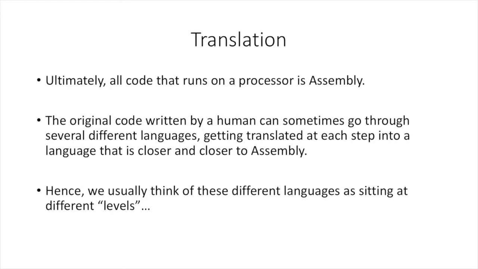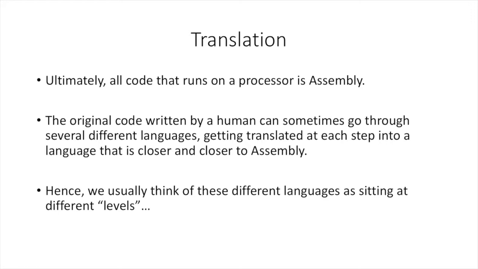Okay, so we talked about translation. Ultimately, like I said, all the code that runs on a processor is assembly. Nothing else can run on the processor, which means that if you write in a different language than assembly, that code has to be translated into potentially several different languages as it progresses down closer and closer to assembly.